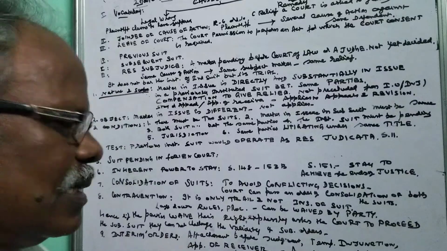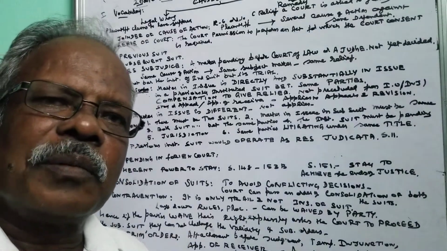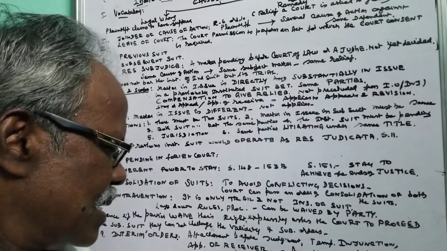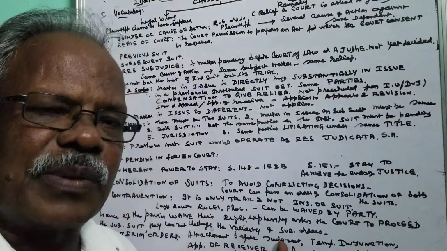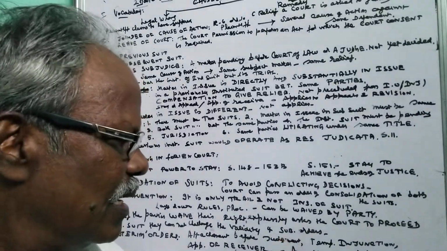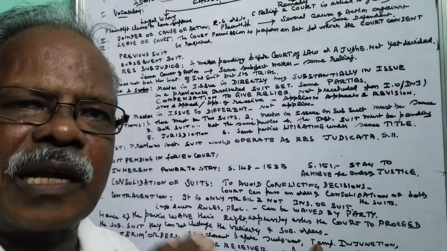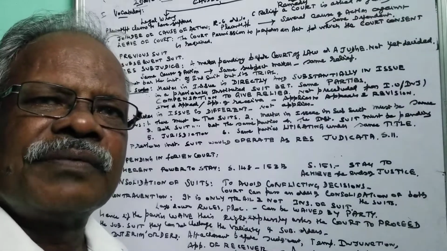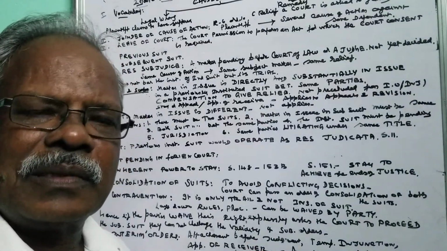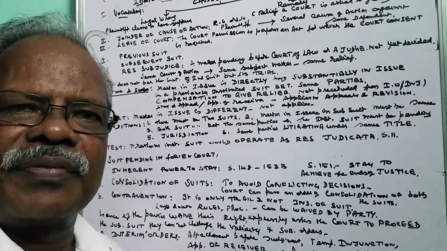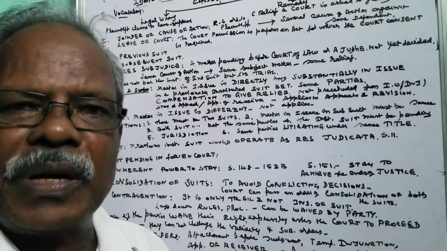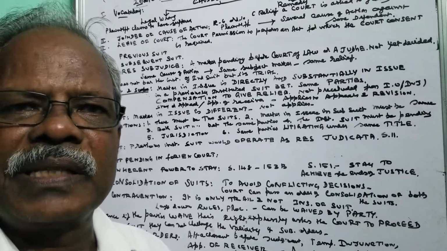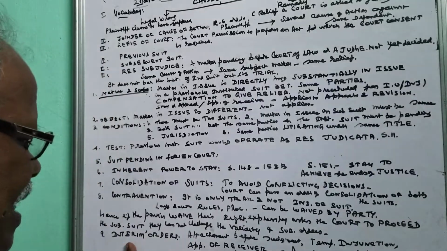Then interim orders. While the trial is going on, interim orders can be ordered by the court. They are interim orders: attachment before judgment. Even before judgment, attachment can be done, and temporary injunction, that is, stopping of an action. Then appointment of receiver: whenever there is any dispute in the property, the appointment of a receiver can be done by the court. And amendment of plaint by the plaintiff or written statement by the defendant can be done. This is called interim orders.